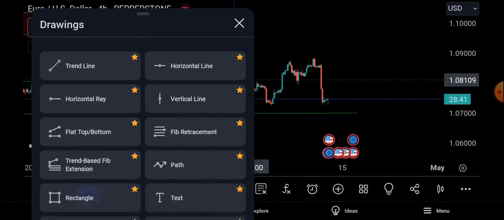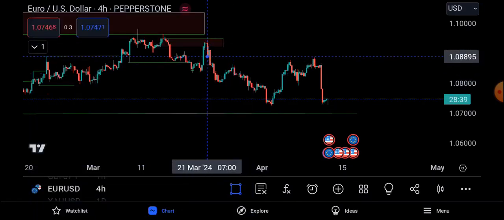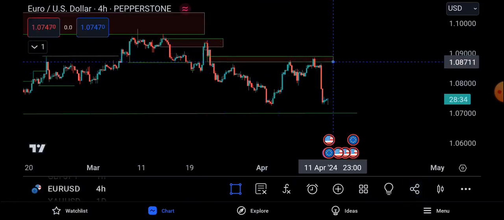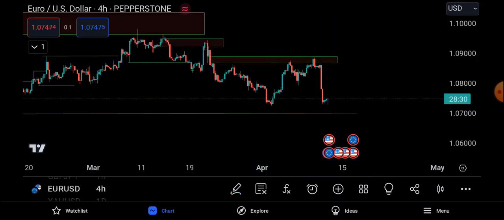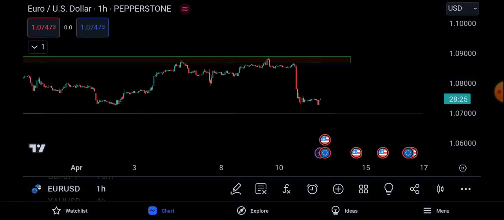We want to shrink our stop loss even further. So I'm just going to stretch that, drop into the 1 hour. Bingo.